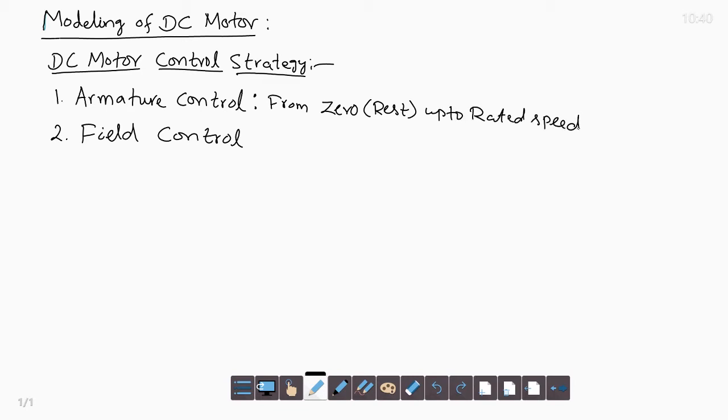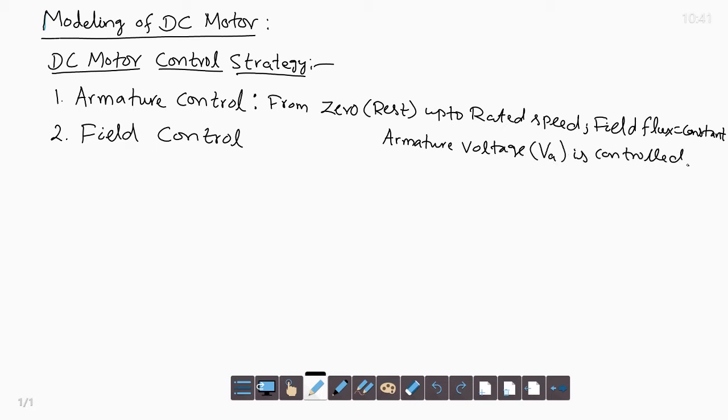That means for entire speed below the rated speed, armature control is done, and during this armature control, field flux is kept constant. Field flux is maintained constant at the rated value and only armature voltage is controlled, that is armature control.